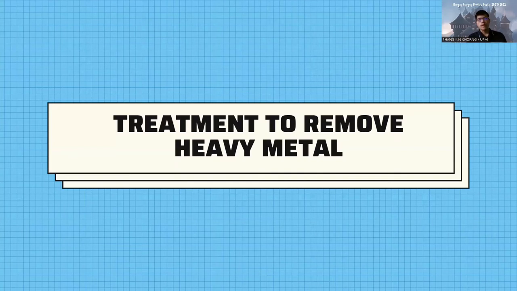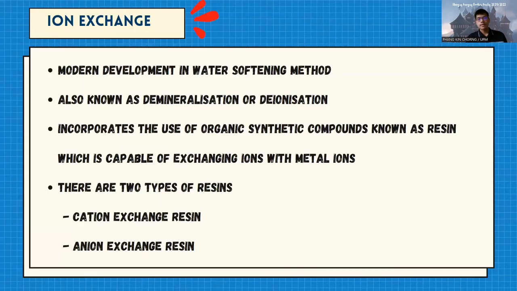Today I'm going to introduce the treatment method to remove the heavy metals in wastewater. The method that I'm going to introduce is called ion exchange. In general, ion exchange is the modern development in water softening methods. It is also known as the mineralization or deionization of water. It incorporates the use of organic synthetic compounds known as resin, which is capable of exchanging ions with heavy metals. There are two types of resins, which are cation exchange resin and anion exchange resin.